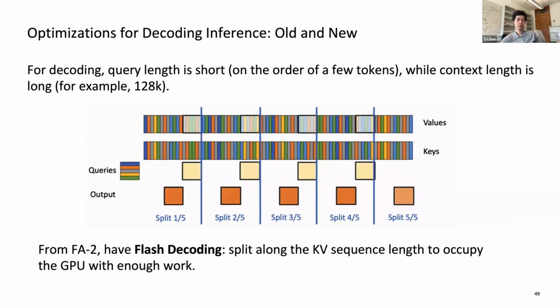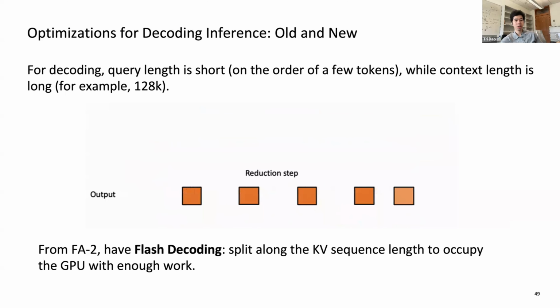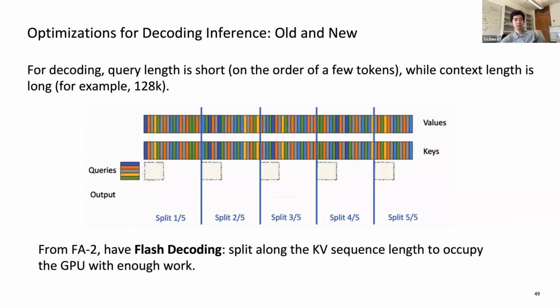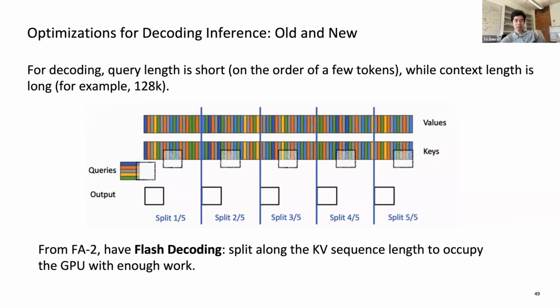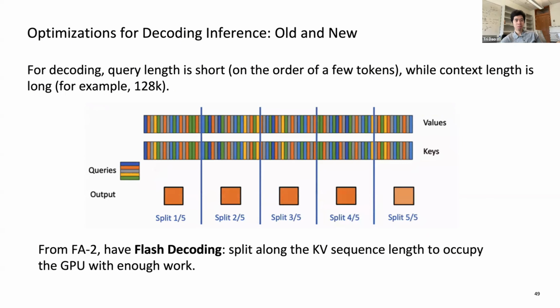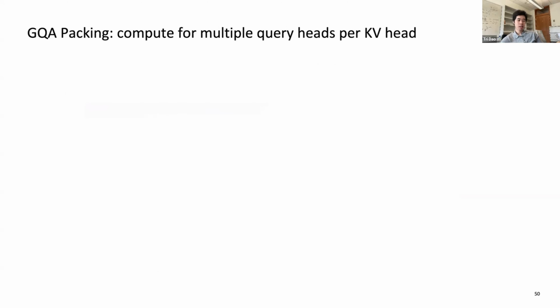And this is now pretty much standard. Almost all of the libraries and packages would use this kind of split KV to compute attention during decode, right? But GQA has gotten quite popular. It's pretty much standard now. Things like Llama and Qwen models use GQA. And with GQA, we can compute multiple query heads per KV head, right?